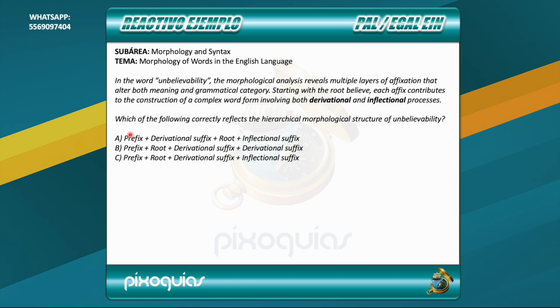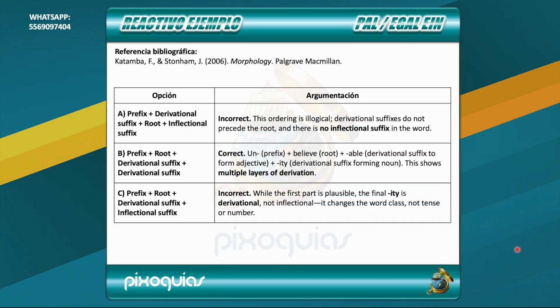A. Prefix plus derivational suffix plus root plus inflectional suffix. B. Prefix plus root plus derivational suffix plus derivational suffix. And C. Prefix plus root plus derivational suffix plus inflectional suffix. The correct answer is B. Prefix plus root plus derivational suffix plus derivational suffix.